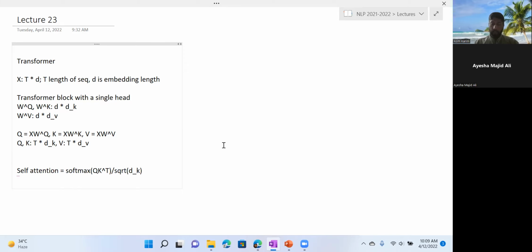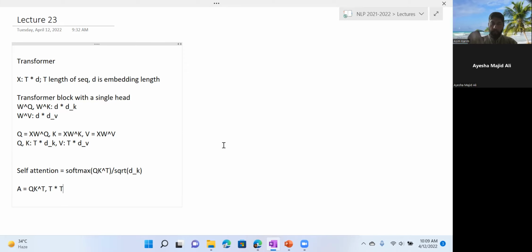And then we also normalize it by the square root of DK. So this expression involves multiple operations. The first, of course, is Q multiplied by K^T. So this would give you a matrix of Q is T into DK, and K^T is DK into T. Okay. So let's say I call this matrix A, Q into K^T. So this matrix A is of size T into T.